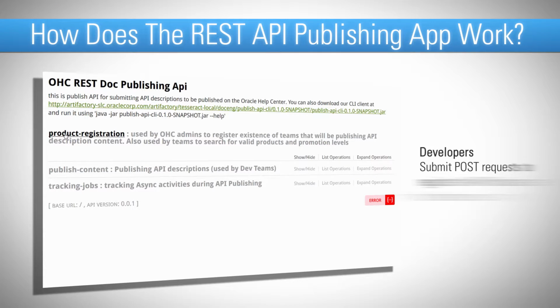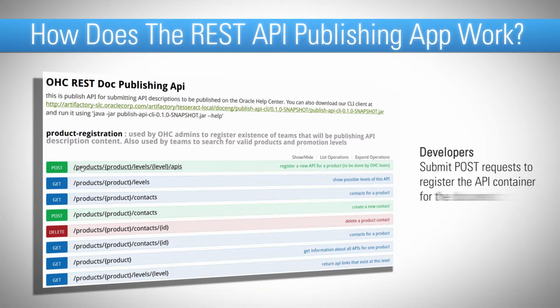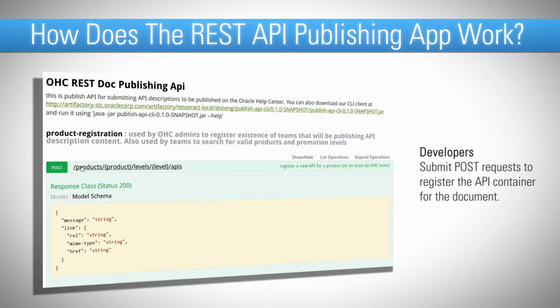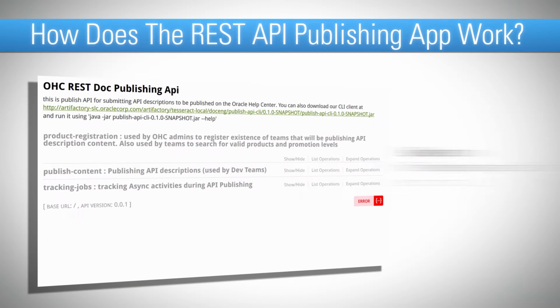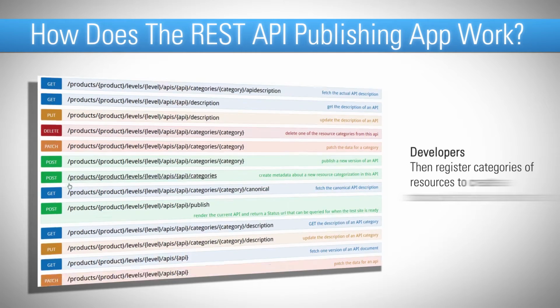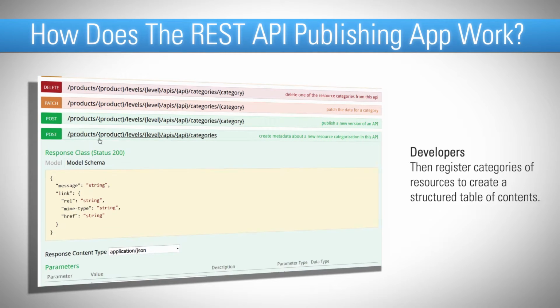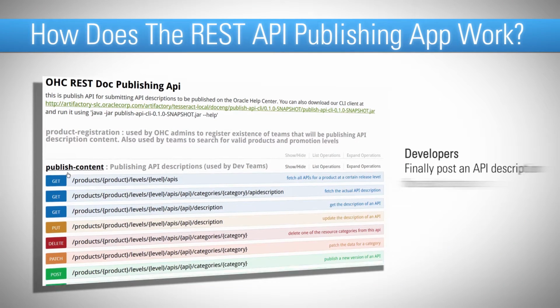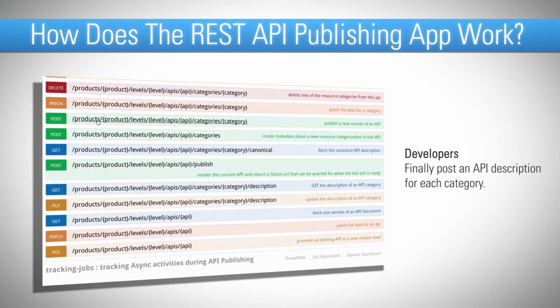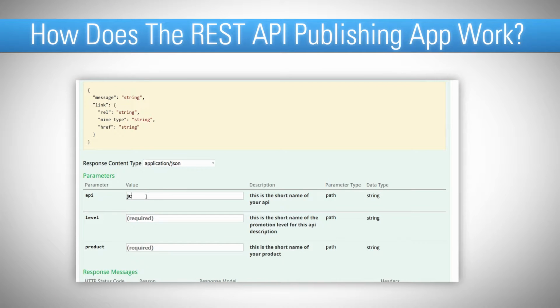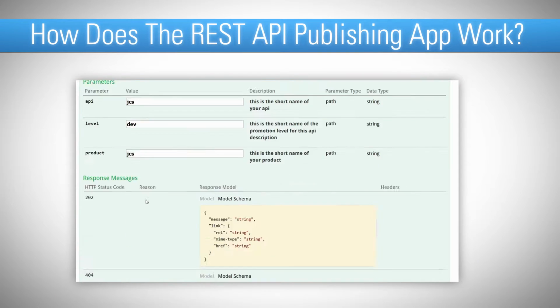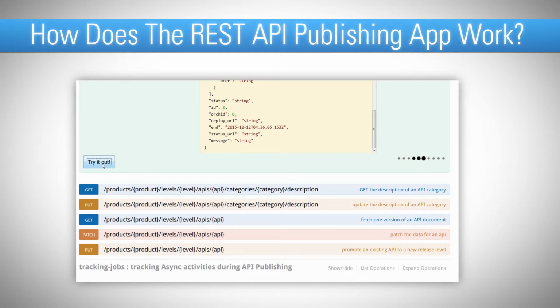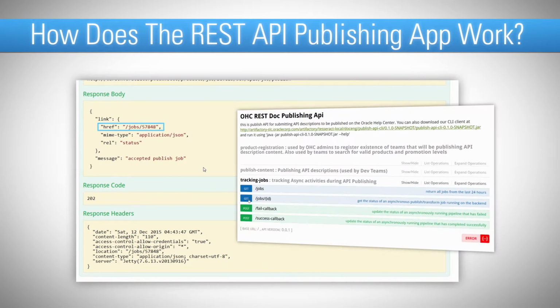Developers submit post requests to register the API container for the document. Then register categories of resources to create a structured table of contents. And finally, post an API description for each category. After registration is complete, developers, writers, and even build systems send a post request to publish the content, which creates a job request that can be tracked.